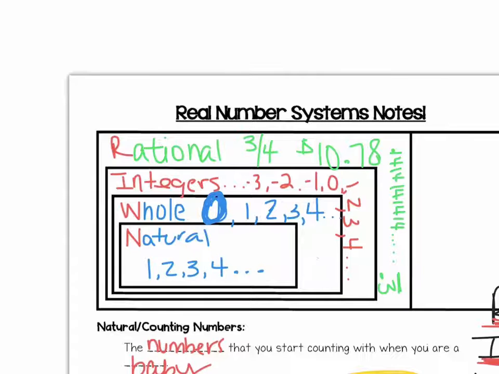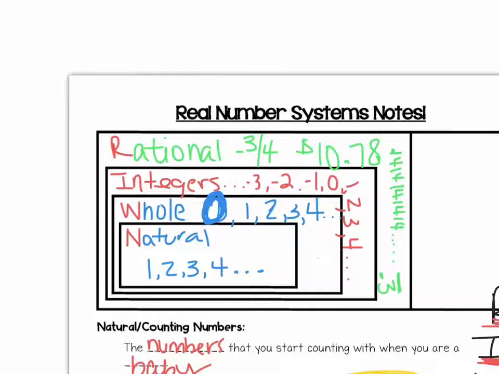All right. I do want to point out one thing that I see sometimes. These numbers in rational can be negative as well. So any rational number can be positive or negative, okay? So I could have 10.78 or I could have negative 10.78. They would both still be rational, okay?